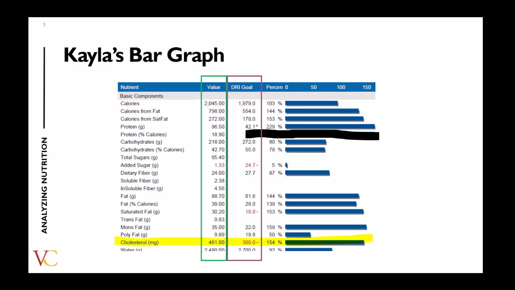Now let's take a look at cholesterol. This is one of the lipid categories. The report shows that Kayla consumed 461 milligrams of cholesterol. The DRI is 300 milligrams, so she exceeded the amount for the cholesterol. Now, cholesterol is unique in that the DRI is the same as the maximum amount or upper limit. In other words, the amount of cholesterol one consumes should be less than this DRI goal. And it's very unique compared to most of our nutrients.